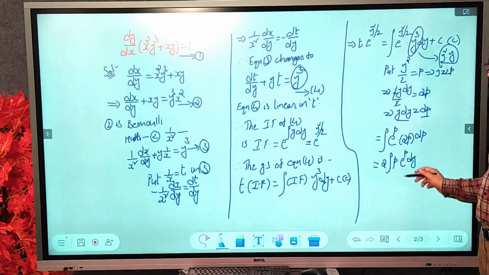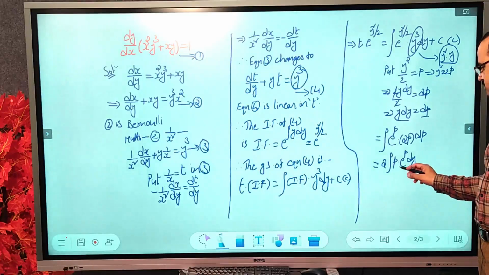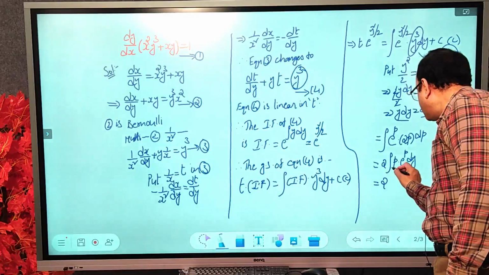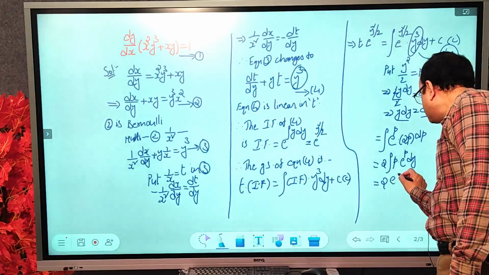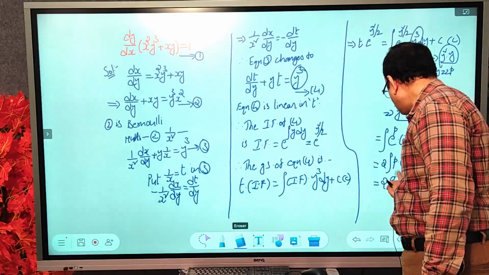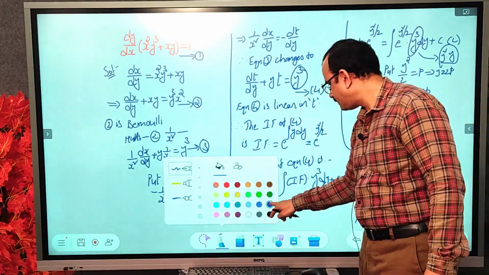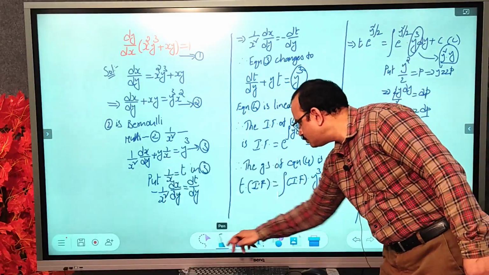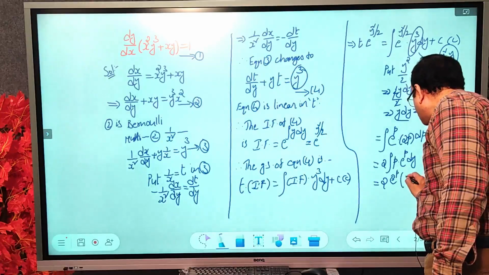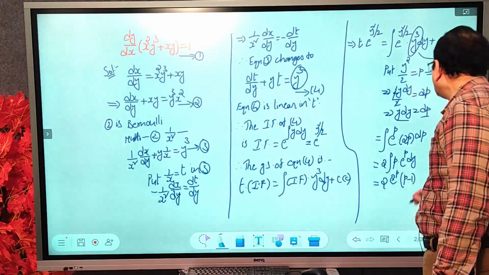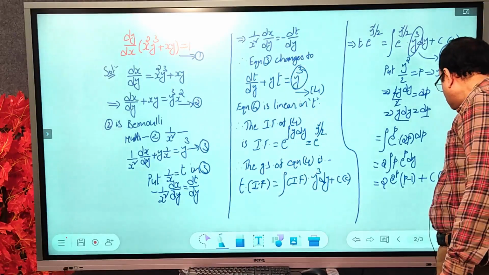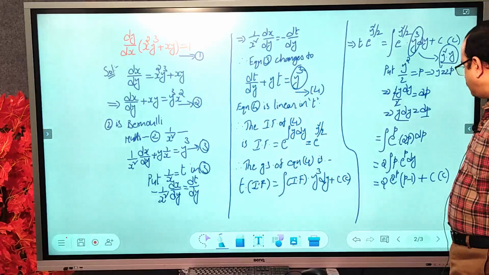Okay, now it is of the form integral of x into e power x. If you want, you can apply integration by parts. Then the direct formula is integral of x into e power x is e power x into x minus 1, in the sense e power p into p minus 1. Plus c already we have.